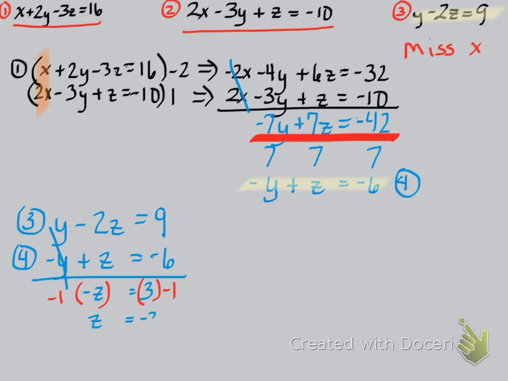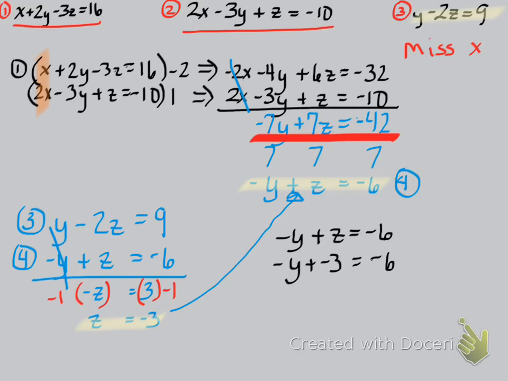Now that I know what z is, I can take this and use it in one of my previous equations and find another variable. So I'm just going to take it up to equation 4 and apply it in there. And so I'm going to take that equation 4, which is negative y plus z is equal to a negative 6, and I'm replacing that z with that negative 3. So negative y plus a negative 3 is equal to negative 6.